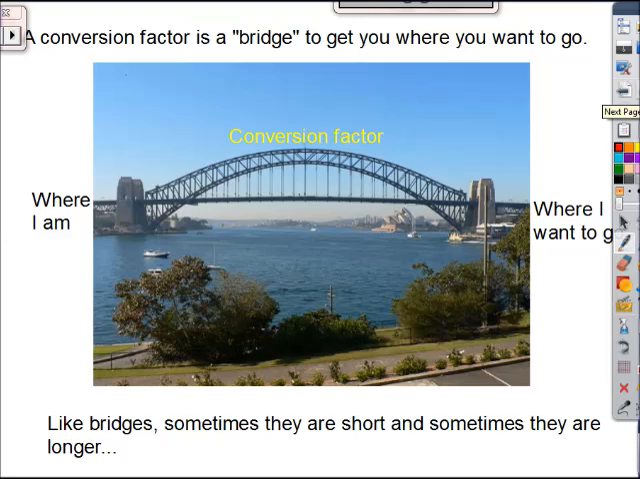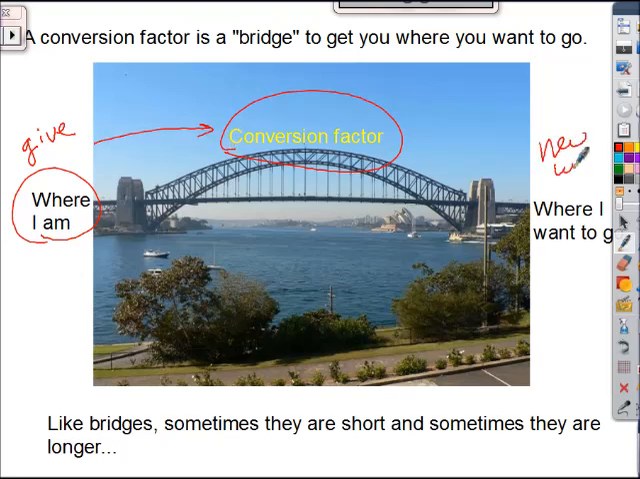And if you want to think about conversion factors, think about this as a bridge. Okay, if I have a bridge here, I'm over here right now, and I want to get to the other side. How do I get there? I use a bridge. In math, this is the number that you're given. I use my conversion factor, and I get a number in a new unit. This is what I want to get. I want to know distance in kilometers. I have meters. I use a conversion factor to get there.